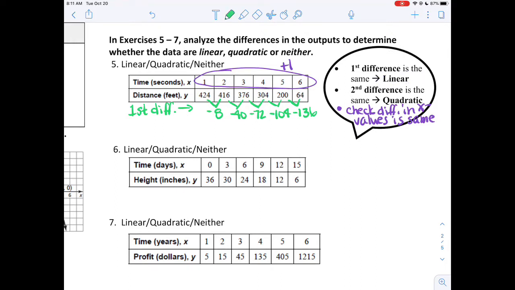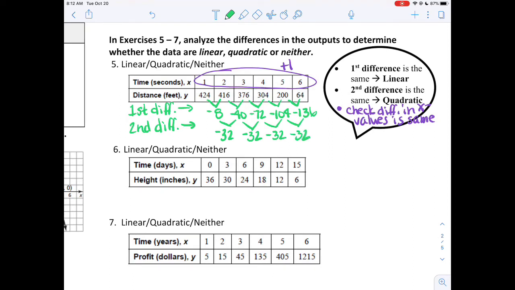Let's go ahead and look at our second difference, because this will tell us if maybe we are quadratic instead. So the difference between negative 40 and negative 8 is negative 32. Negative 72 minus a negative 40, which is like a plus 40, also negative 32. If I continue along here, I see that every one of these is a negative 32.